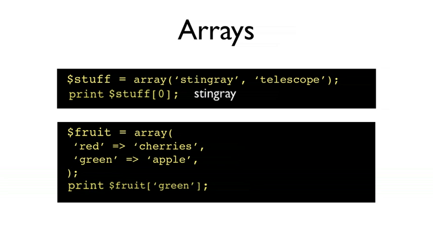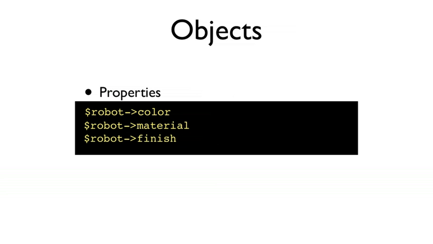In a hash table example, we use the same method, but using the key string rather than the integer index. So here for our fruit array, if we print $fruit and then green in square brackets, we will get the value apple. The other data structure that we'll see frequently in Drupal theming are objects.